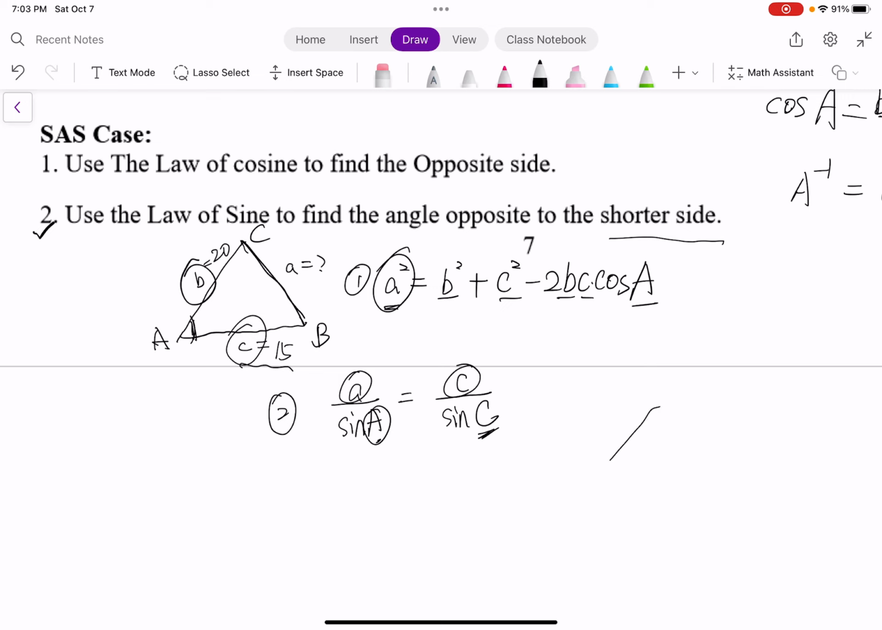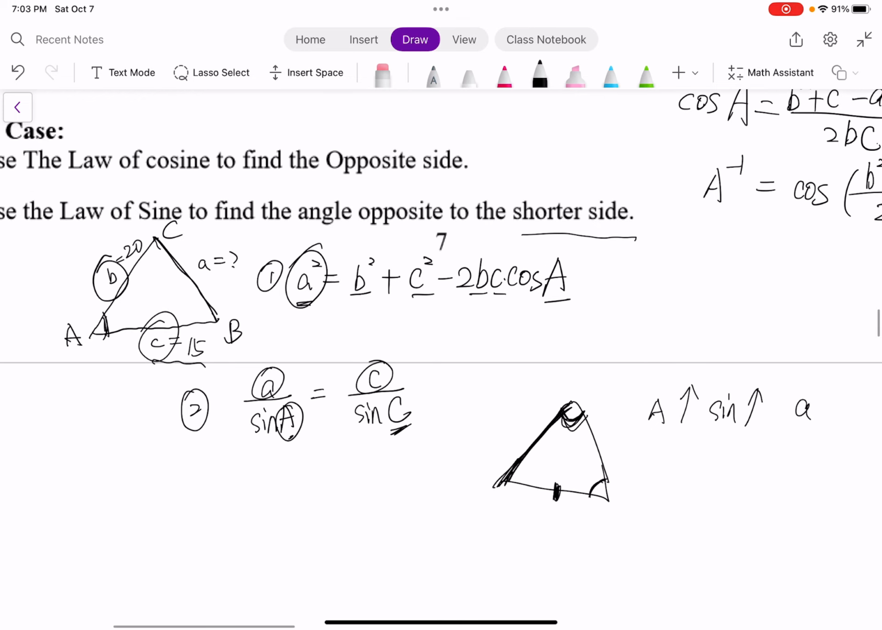Because if I have a triangle, the shorter side is opposite the smaller angle. If I have a longer side, the angle opposite the longer side is greater than the smaller angle, because as the angle increases, the sine's value increases, and the opposite side of angle A also increases.